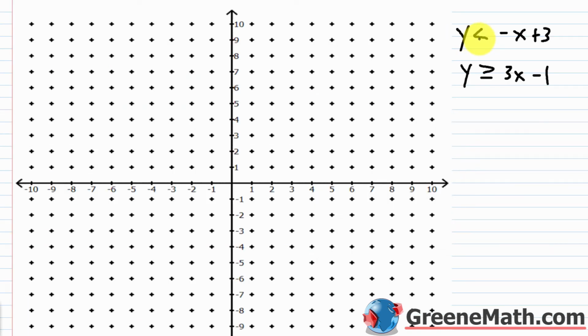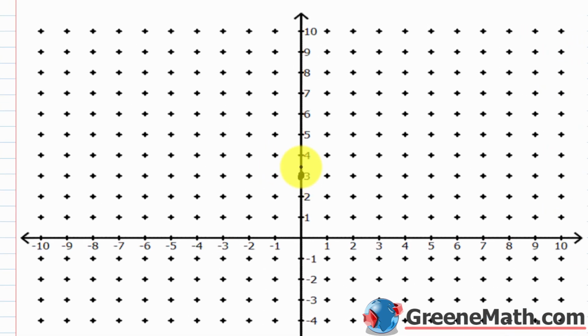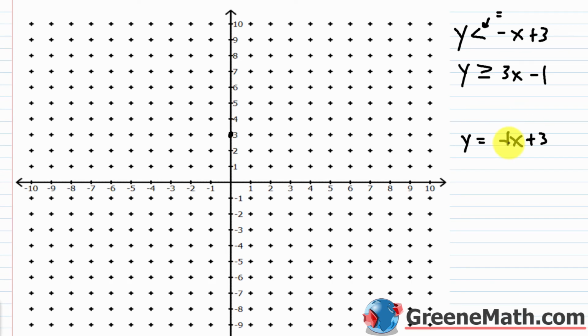So for the first one, y is less than negative x plus 3. Again, to draw the boundary line, I would replace this with equals. So if I had y equals negative x plus 3, how would I graph that? Well, the y-intercept is at 0, 3. So that's going to be right here. And then the slope is negative 1, right? So that's rise over run of what? Negative 1 over 1 or 1 over negative 1, whichever you want to do. So I can fall 1, go to the right one, or I could rise 1, go to the left one, whatever you want to do.